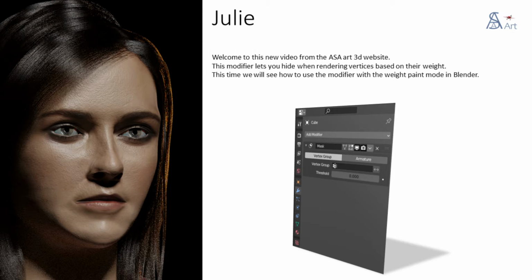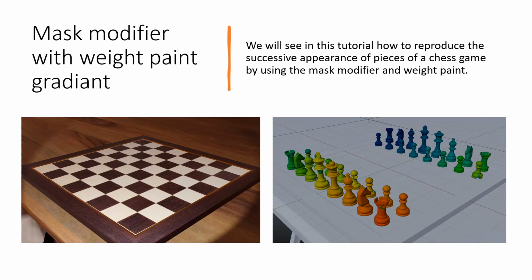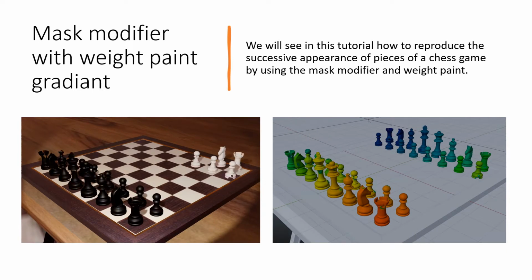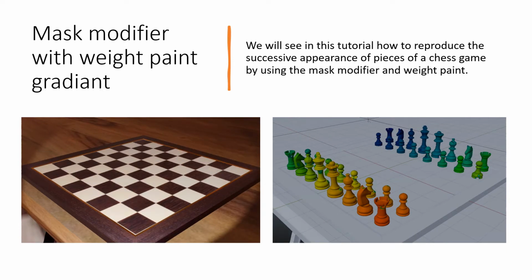This modifier lets you hide vertices when rendering based on their weight. This time we will see how to use the modifier with a weight paint mode in Blender. We will see in this tutorial how to reproduce the successive appearance of pieces of a chess game by using the mask modifier and weight paint.